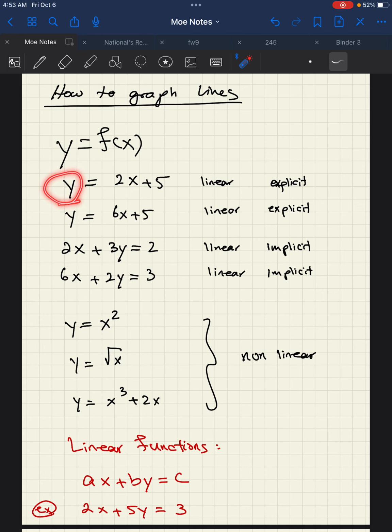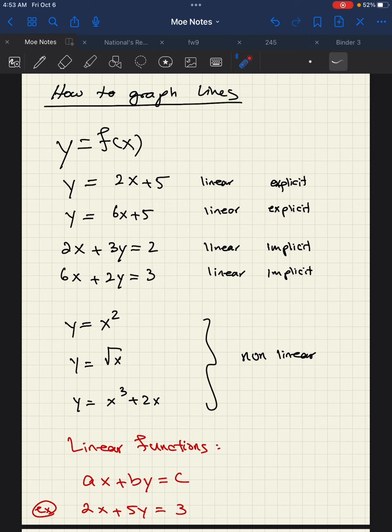So here y is equal to something. That's called an explicit function. Or here y equals 6x plus 5. That's an explicit function. It's also linear. These are linear because none of these have weird exponents. For example, some nonlinear functions would be like y equals x squared, which is a parabola. It looks like this. Or y equals root x, which kind of looks like that. But all the linear functions are just straight lines.